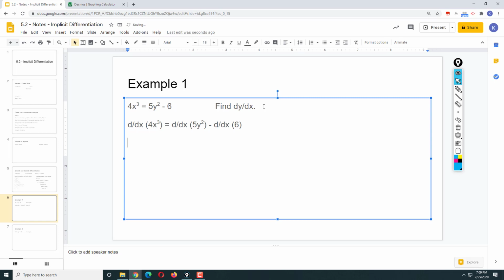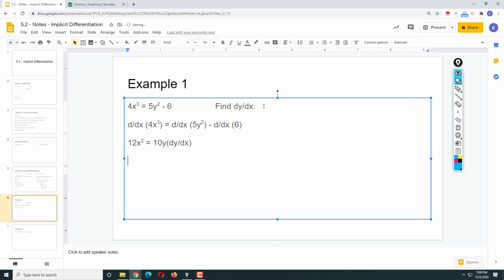The derivative of 4x cubed with respect to x, by the power rule, 4x cubed becomes 12x squared. The derivative of 5y squared with respect to x, by the chain rule, 5y squared becomes 10y. And then we have the differential to the inside, which is dy over dx. The derivative of 6 with respect to x, 6 is a constant, that's just 0. So that goes away. So we have 12x squared equals 10y times dy over dx.